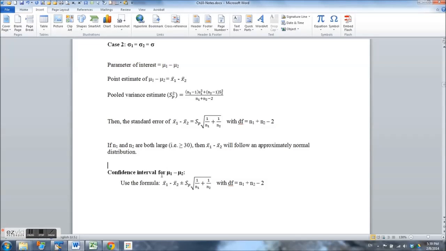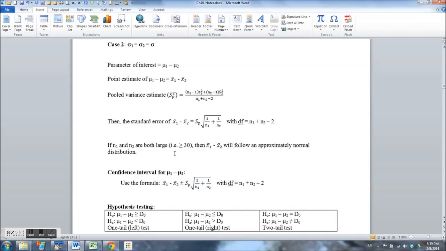Then the confidence interval formula is the difference in the point estimates plus or minus the pooled estimate of the standard deviation times the square root of 1 over n sub 1 plus 1 over n sub 2. And the degrees of freedom now is a lot easier to compute: n sub 1 plus n sub 2 minus 2.